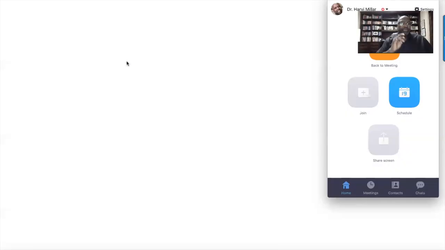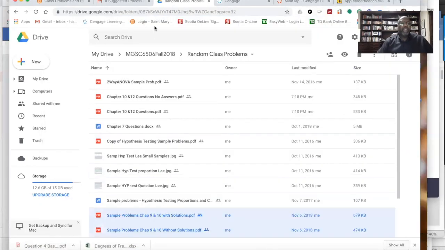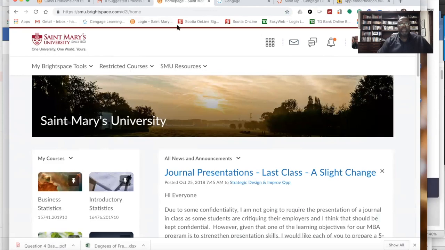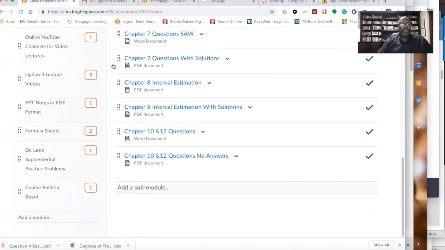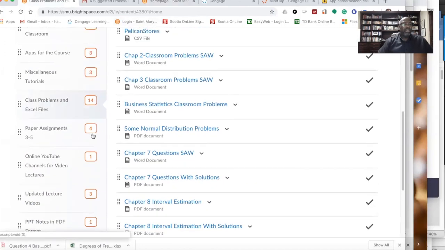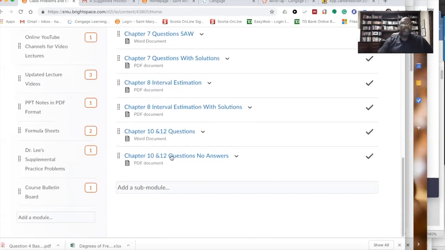Let me see if I can share my screen with you. In Brightspace, I've put in, let's see, did I come out of Brightspace? I think it's over here. If you go under Brightspace and under our classroom problems, it's here: class problems and Excel files. You should find a problem that says chapter 10 and 12 questions, and chapter 10 and 12 questions, no answers. So let's open the no answers one so that we don't cheat. And of course, this one has answers. So we'll open that one, and we're going to take a look at a problem involving proportions. I'll give you a chance to open that file.